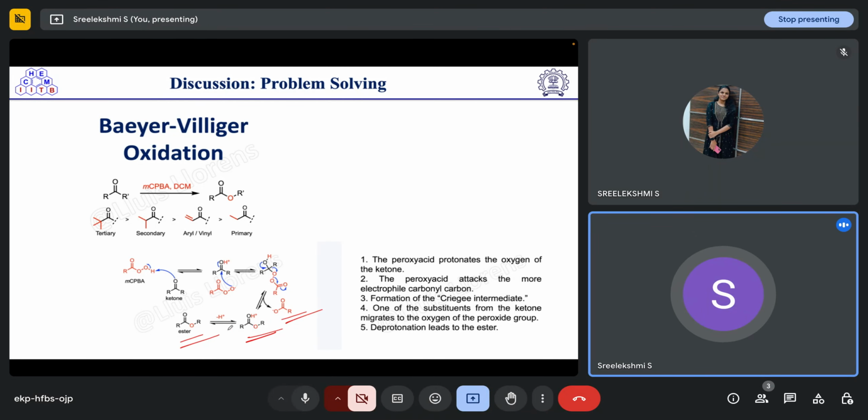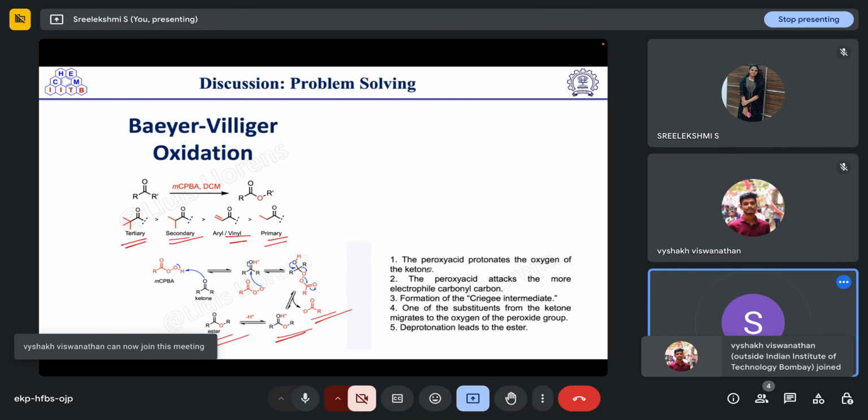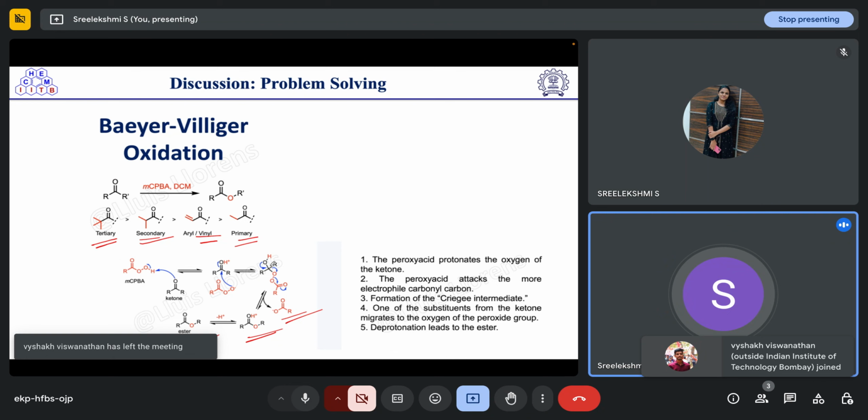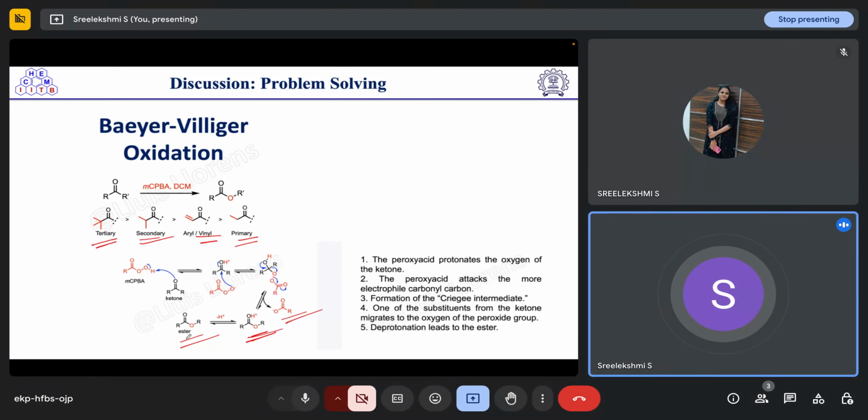So here also this 1,2 migration is happening, but not between carbon carbon center. Here the migration is happening between carbon and oxygen center. And this is the order of that migration: tertiary, secondary, then aryl or vinyl, then primary. So that is the mechanism of this Baeyer-Villiger oxidation. First protonation of the ketone by the peroxy acid, then this will attack over this carbonyl carbon center to form this Criegee intermediate. Then this R group migrates to this oxygen to form this intermediate, which upon deprotonation we will be getting this ester.